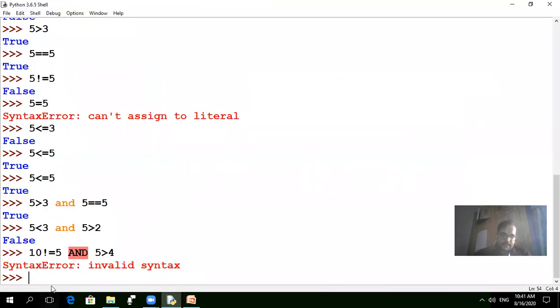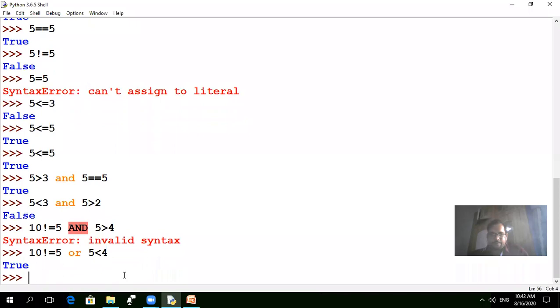See some example here, like this: 10 not equals to 5. You know very well it is true. 10 is not equal to 5, it is true, and 5 is greater than 4. So 5 is less than 4. Means according to this, the first condition is true, but the second condition is false. If any one of the conditions is true, then it will return the answer true. Clear?